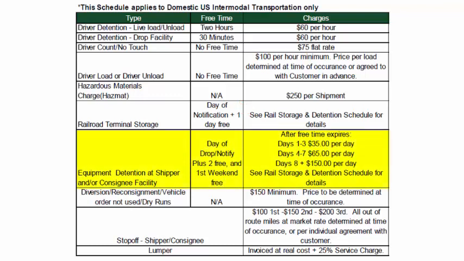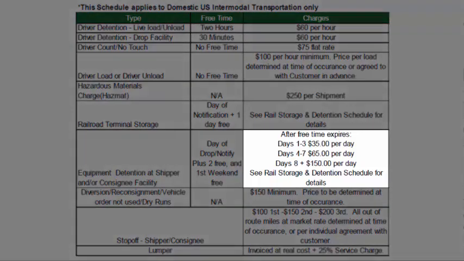Equipment detention at the shipper and/or consignee facility. Some more free time details that are very important. Day of drop / notify plus 2 free and first weekend free. Super important details. This is the one that matters the most, actually. After free time expires, days 1 through 3, $35 a day. Days 4 through 7, $65 a day. 8+ days, $150 a day.